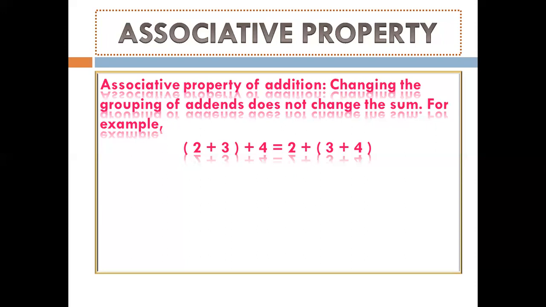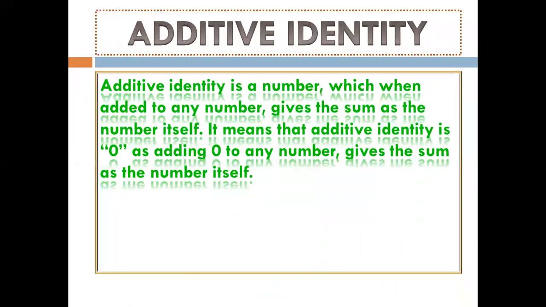In commutative property, we changed the places of the numbers, and in associative property, we change the partners, we change the brackets. The next property is additive identity. The name identity means there is only one number which, when we add it to any number, leaves the answer unchanged. This is called additive identity.